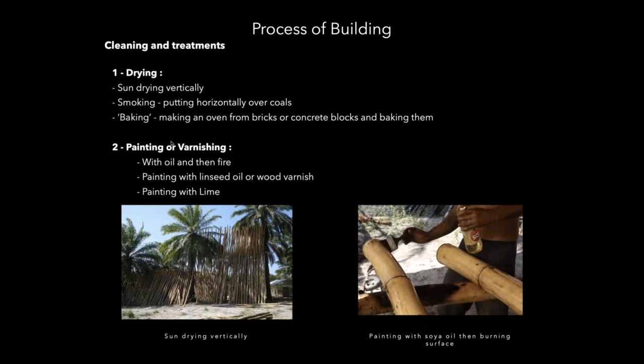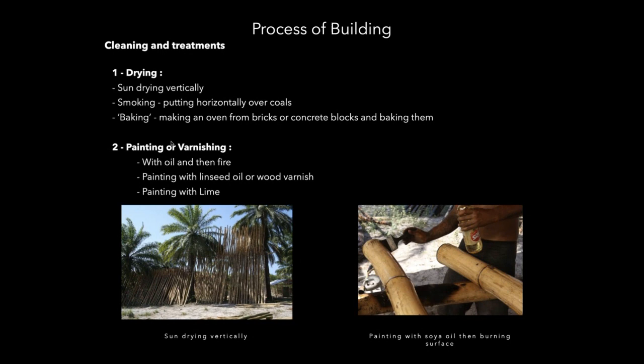So once you know these things, you've got to harvest them, and then you have to clean them and dry them. And so you dry them vertically in the sun, so then the water can come out. You can smoke it or you can bake it. And then you also need to paint it or varnish it, and you can do that with oil and then spray fire over it, which gives it a different look. It protects the skin in a way. It gives it a kind of black burnt edge. It's a protection, because sometimes you do actually have to expose bamboo in the sun, if some structures out there do have them, and so this is a kind of natural coating.